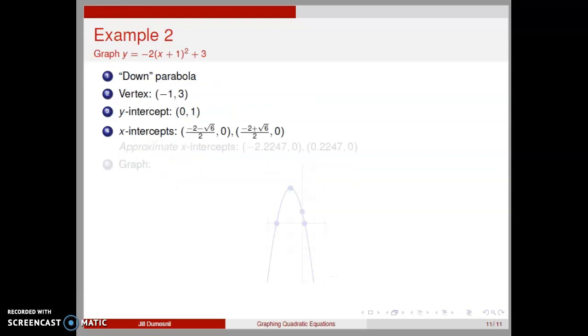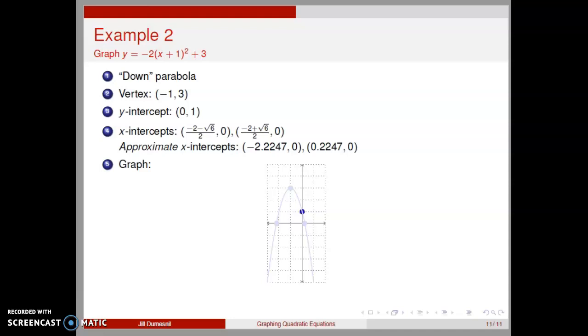Here's a summary of what we have so far. A down parabola with vertex at (-1, 3), y-intercept at (0, 1), and irrational x-intercepts. To graph, it might be useful to approximate our irrational x-intercepts. We need coordinate axes and a grid to include the x and y values that cover our given points with a little extra space. I've used the interval from -3 to 2 on the x-axis and -5 to 5 on the y-axis because we have a down parabola.